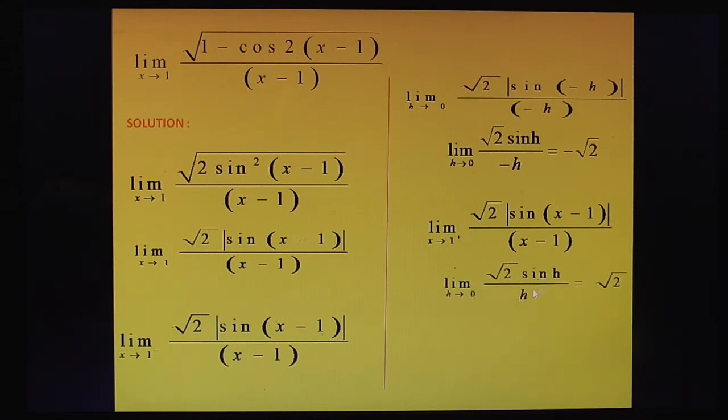Now, limit h tends to 0, sine h by h is 1. So, root 2 into 1 is root 2. Clearly observe, for the left hand limit we got minus root 2, for the right hand limit we got root 2. So LHL is not equal to RHL. Clear? Therefore, the limit does not exist. So the answer for this question is that the limit does not exist.